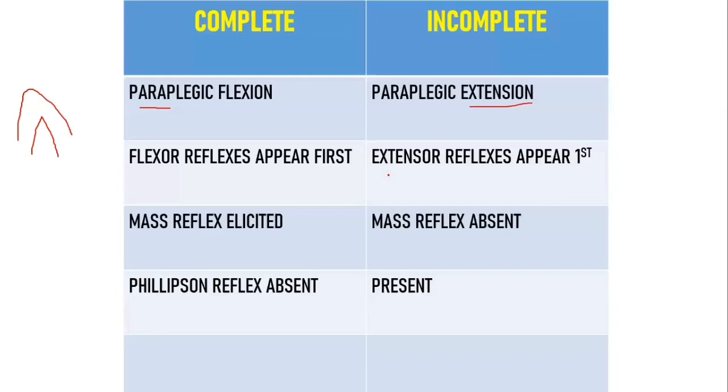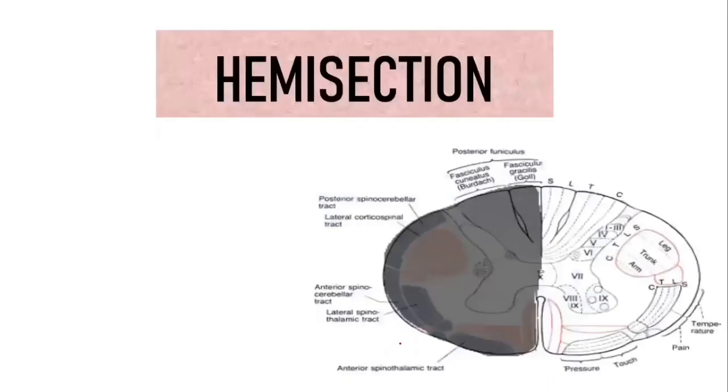If you extend the right side, the left side is going to flex. If you extend the left side, the right side is going to flex. So these opposite movements shown by both the limbs are called the Philipson reflex. In complete transection it is absent, whereas in incomplete transection it is present. So what is the carryover point?